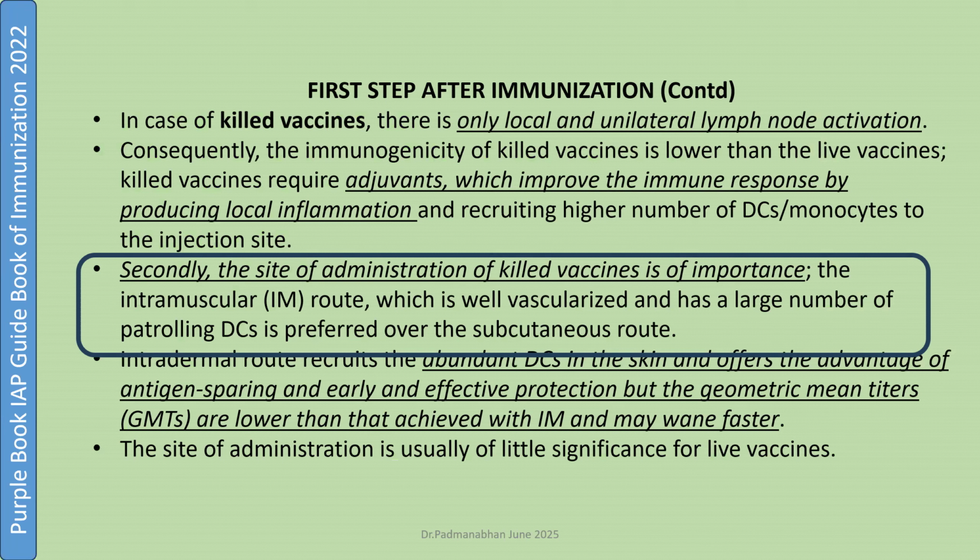Secondly, the site of administration of killed vaccine is of importance. The intramuscular route, which is well vascularized and has a large number of patrolling dendritic cells, is preferred over the subcutaneous route.